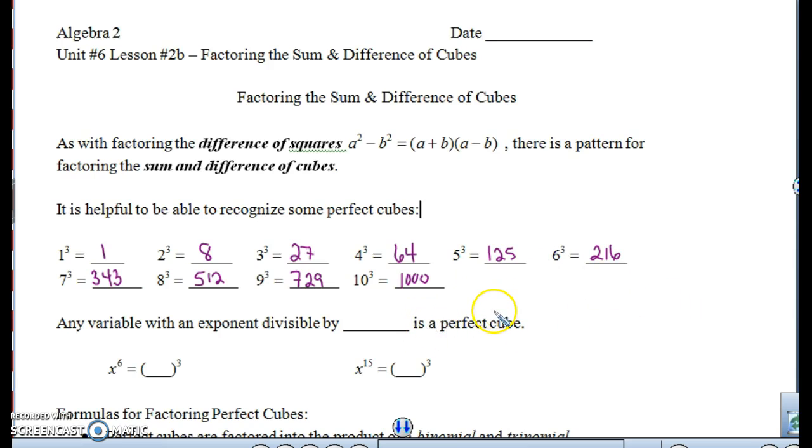Now, variables are also perfect cubes if their exponents are divisible by 3. Remember, for example, x to the 4th is a perfect square because x squared times x squared is x to the 4th. Now remember, a perfect cube is something that can be multiplied 3 times to get itself. So if we have x to the 6, what cubed gives you x to the 6? Well, it would be x squared, because x squared times x squared times x squared is x to the 6th. So x to the 15th is actually a perfect cube also because x to the 5th cubed is x to the 15th.